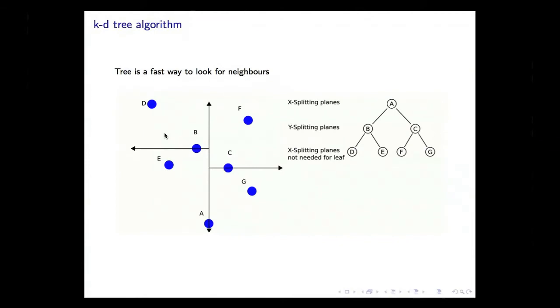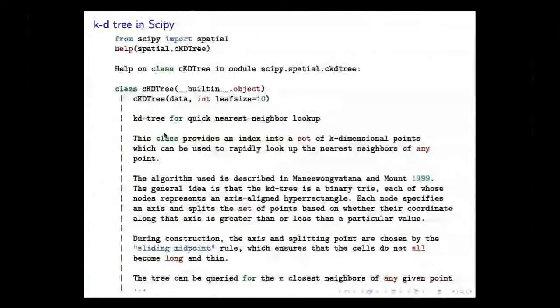So how is Kd3 implemented in SciPy? Here I'm just giving you screenshots of the help function in SciPy itself. The Kd3 is part of the spatial directory of modules. So here I do from SciPy import spatial. And then immediately within Python, I can find help information about this function. Kd3 is a class in SciPy spatial. So I call help on it, and it has extensive documentation. I can see it's a class. It's Kd3 for a quick nearest neighbor lookup.